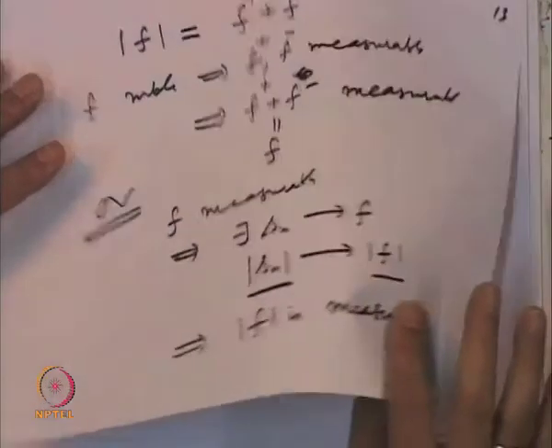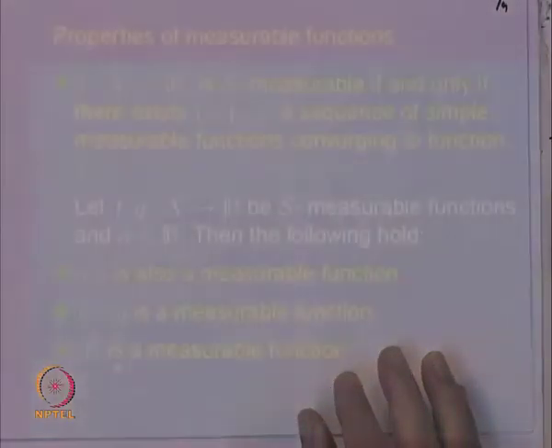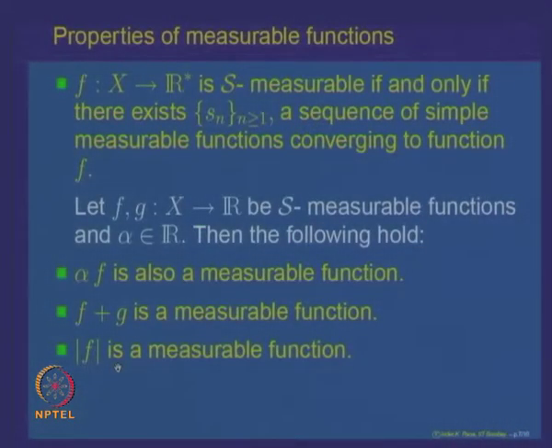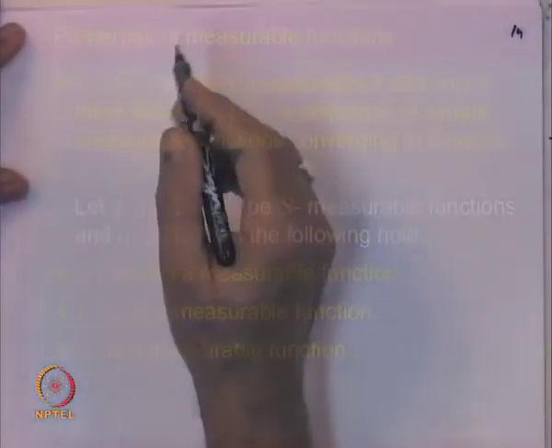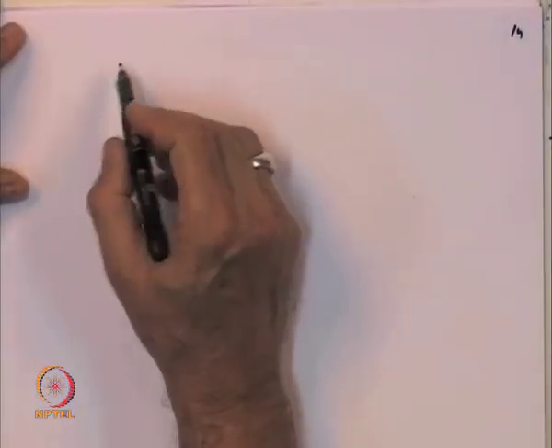Let me look at another property of measurable functions, namely that if we have seen this property for simple functions, that if E is a set in the sigma algebra S and f is measurable, then the product of f times the indicator function of E is also a measurable function. So, once again we can take the help of the criteria just now proved.